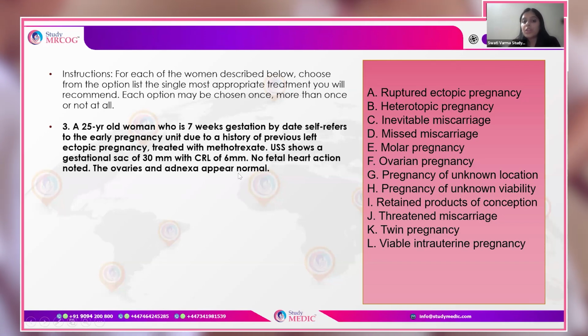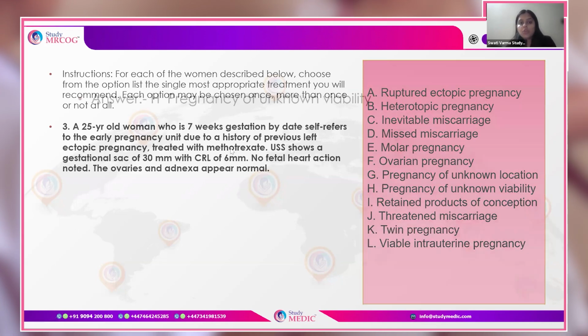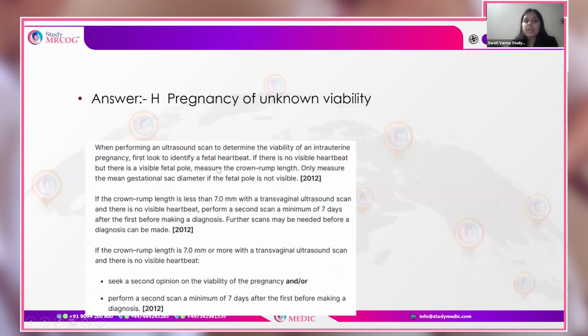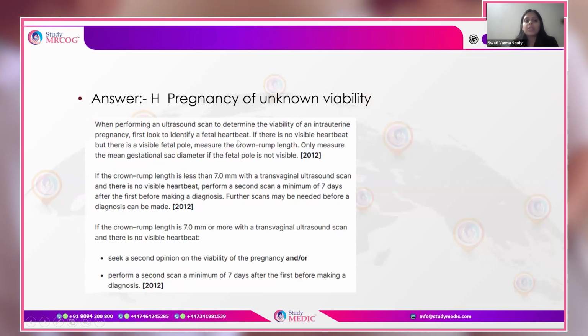So if we can't be sure, we ask her to repeat TVS in a week. So right now, it falls under the category of pregnancy of unknown viability. So in any case, if you are unable to locate heartbeat, go for CRL. If CRL is less than 7 mm with TVS, no visible heartbeat, place her in the category of pregnancy of unknown viability and ask her to come after 1 week before making final diagnosis.